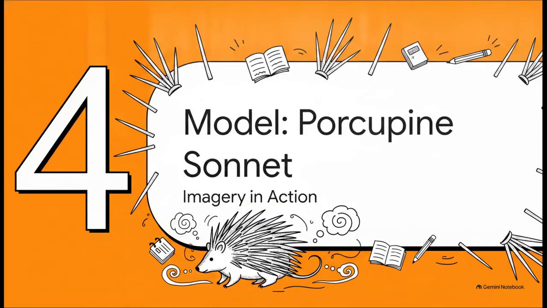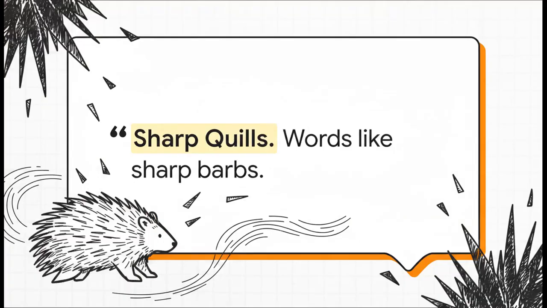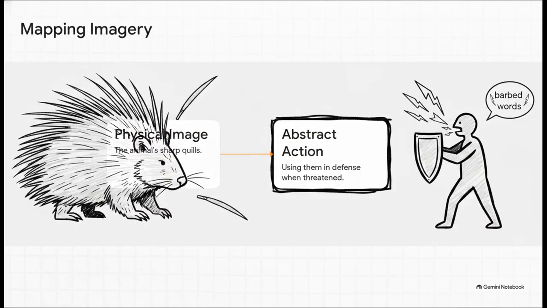Now, for Section 4, let's look at a model, the porcupine sonnet. Let's see this imagery stuff in action. The poet starts with this incredibly physical, grounded image. They write, "sharp quills, words like sharp barbs." They're looking at a solitary porcupine and zooming right in on its absolute main defense mechanism. Notice how the poet takes those literal quills and maps them directly to human behavior.